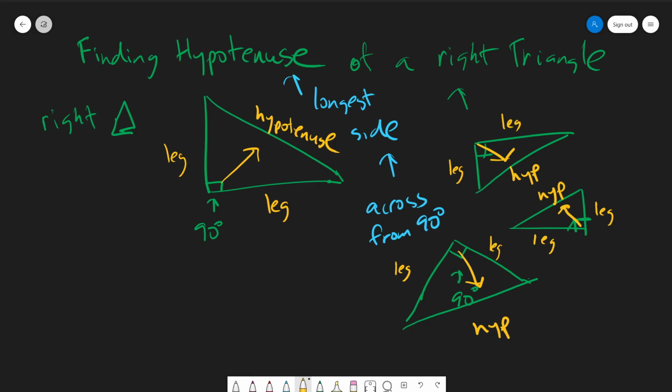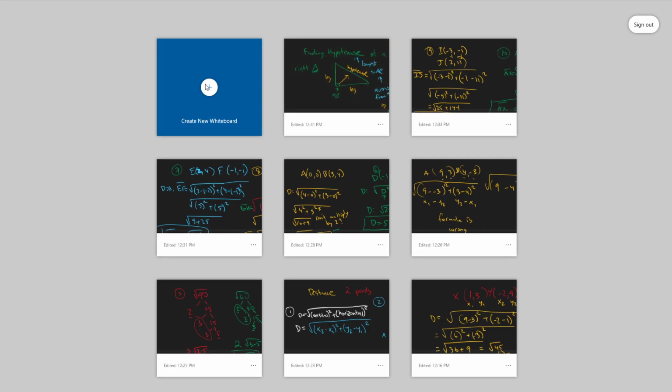Alright, so how are we going to find it? This is how it's similar to distance, because we have those vertical and horizontal components, and we're finding the diagonal component. The hypotenuse is always across from the 90. Let's get into it. And this is only for right triangles. If you didn't have a right triangle, you would not be able to do that.